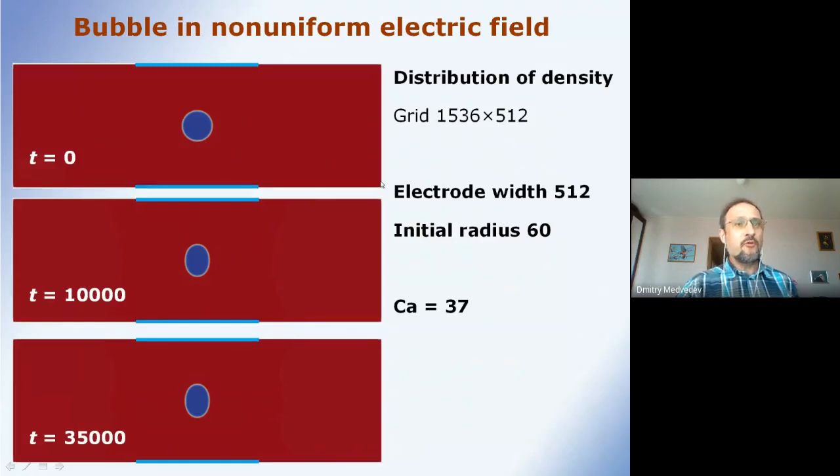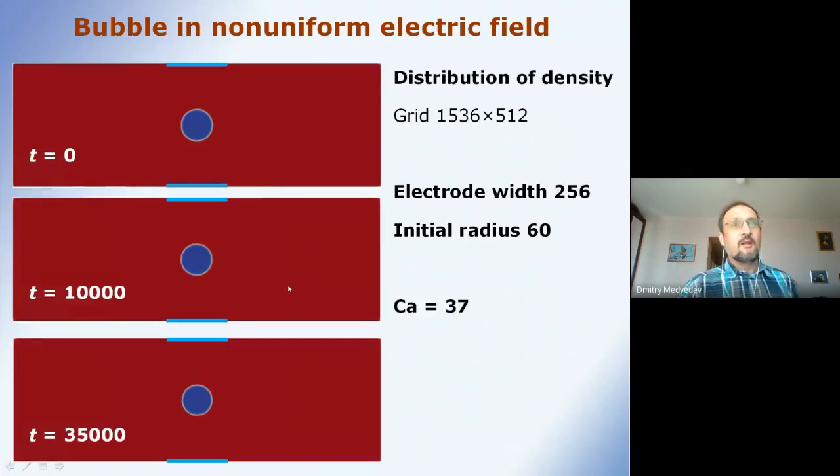In non-uniform field, some more interesting phenomena occur. Here is the simulation of a bubble between two quite long electrodes. In this case, the evolution does not differ essentially from the case of the uniform field. Bubble elongates along the field. But for shorter electrodes, the forces due to non-uniformity come into play, and the final shape is almost round.